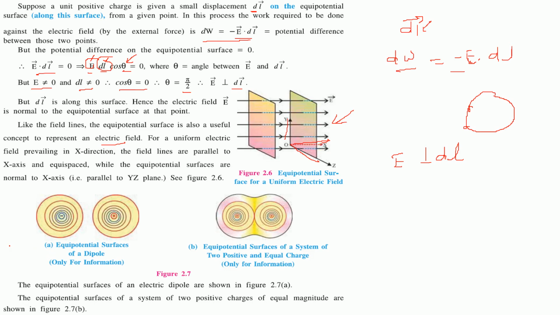This is the equipotential surface of a dipole. This is minus, this is plus, so they are equal charges separated by some distance. And this is just for information. These are equipotential surfaces of a system of 2 positive, or equal, charges, only for information. So equipotential surfaces for electric dipoles are shown here. The equipotential surfaces for a system of 2 positive charges of equal magnitude are shown like this. This is a dipole, and this is because they both are the same charges.